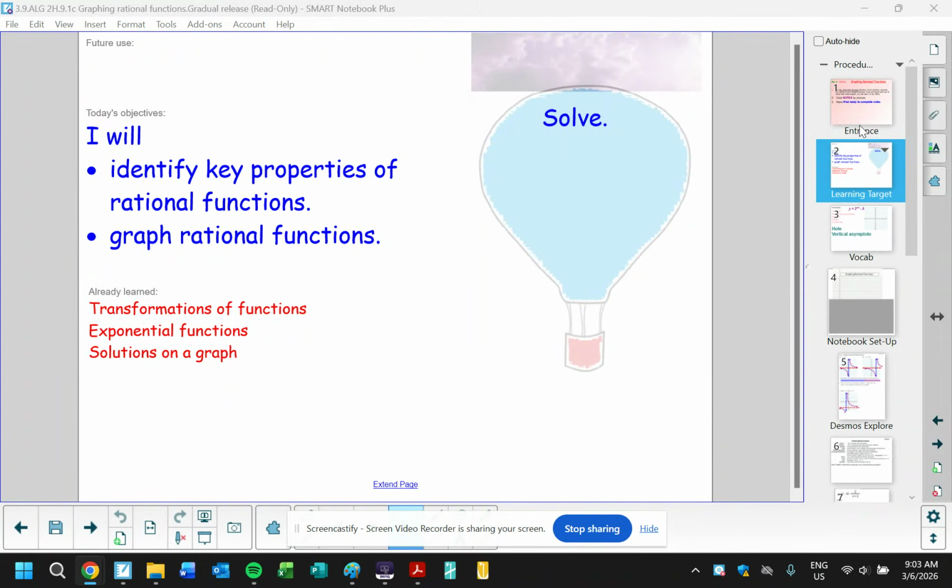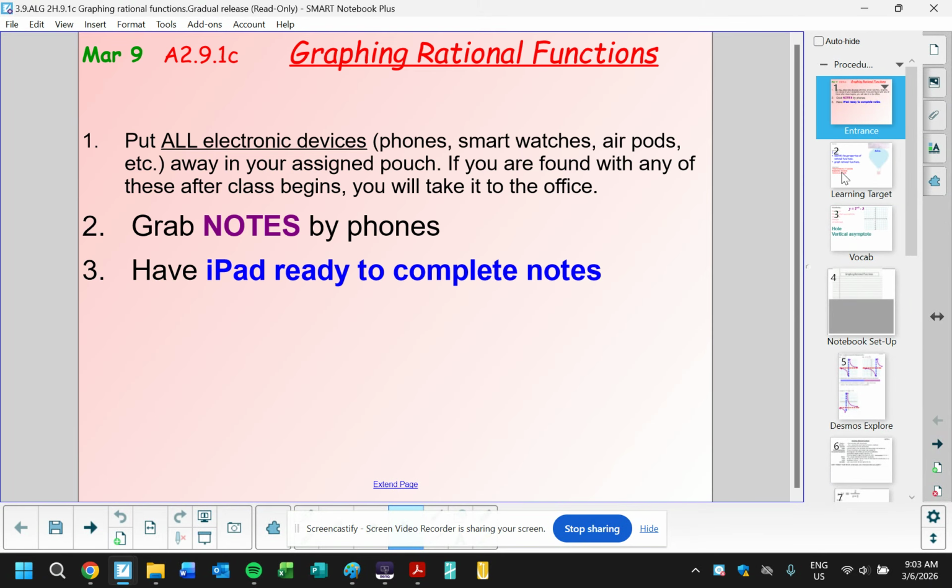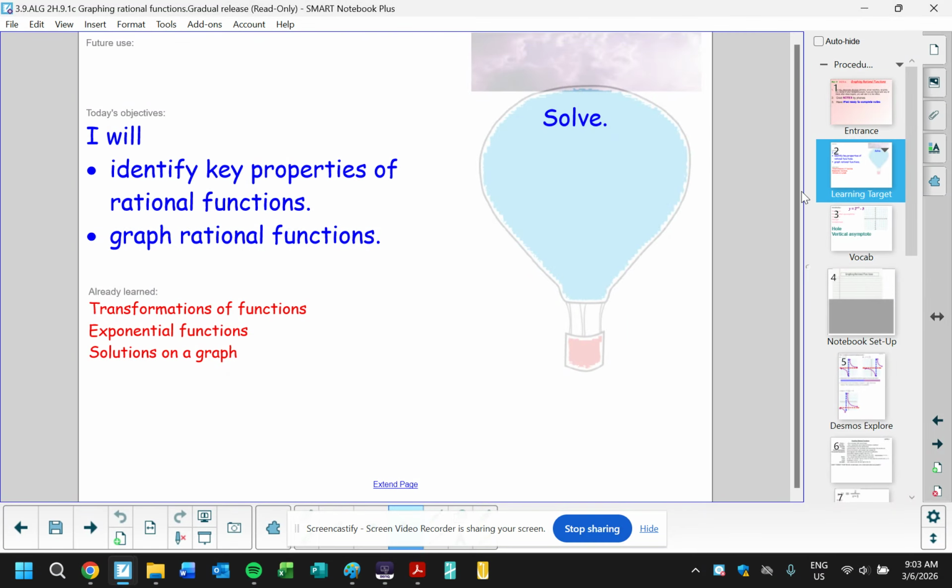And welcome, ladies and gentlemen, to our lesson for the day, Graphing Rational Functions. It's time we get into it. Our goal today is twofold. First, identify key properties of rational functions. Secondly, then, to take those key properties and allow them to help us graph them.